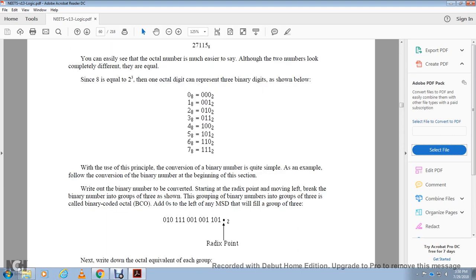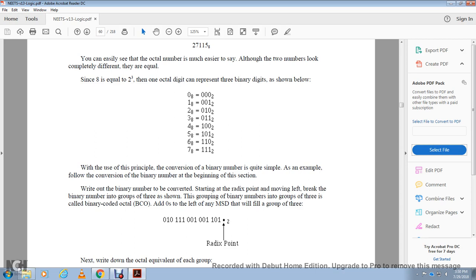We have the principle of the conversion. Here is a simple example of binary-to-octal conversion. We write the binary number to be converted, starting at the radix point and moving left. Break the binary number into groups of 3 as shown below. Grouping binary into groups of 3 is called binary to octal conversion.